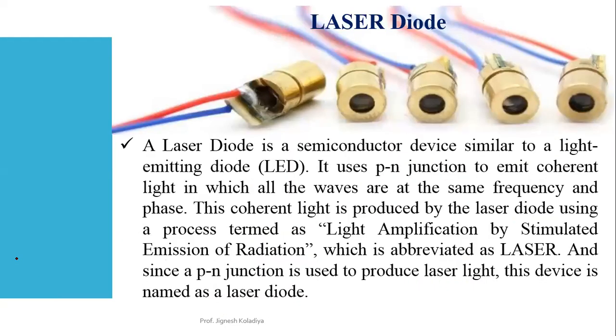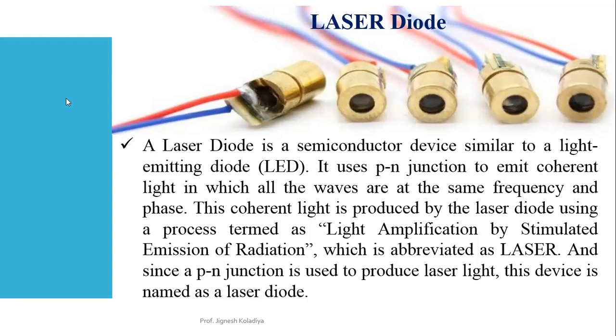Next is the laser diode. A laser diode is a semiconductor device similar to a light emitting diode. It uses a PN junction to emit coherent light in which all the waves are at the same frequency and phase.